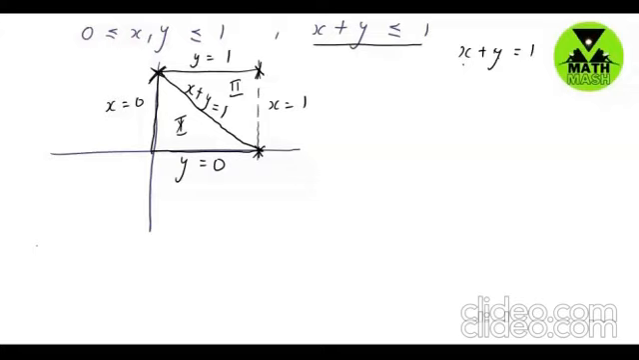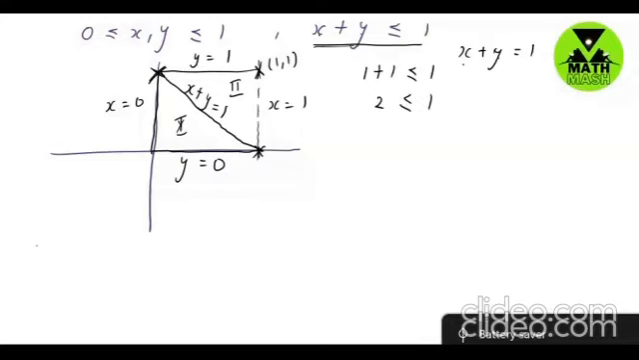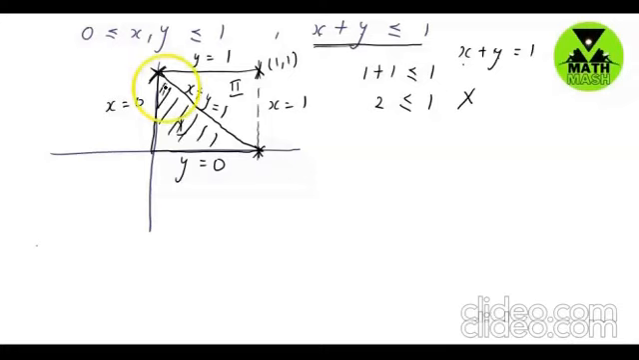The point is (1, 1), and we substitute in this condition to check whether it is fulfilling it or not. If x = 1, y = 1, we have 1 + 1 ≤ 1, that is 2 ≤ 1. So it is not fulfilling the condition, which means the region is not this one. This is the region where the function is well defined.